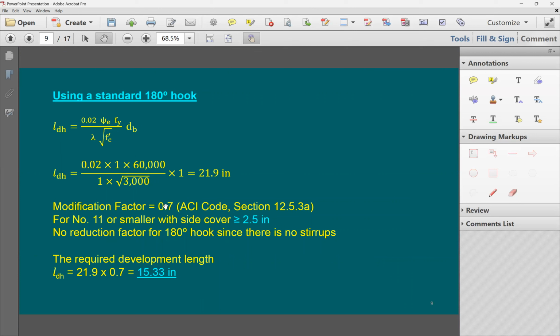The way that you use it is multiplier times LDH. You simply take 21.9, the number based on this equation, and multiply by the 0.7 reduction factor. Now I need 15.33. I said, okay, let me use 16 or 17 or maybe 18. I shouldn't have a problem here. Would that fit within the column?